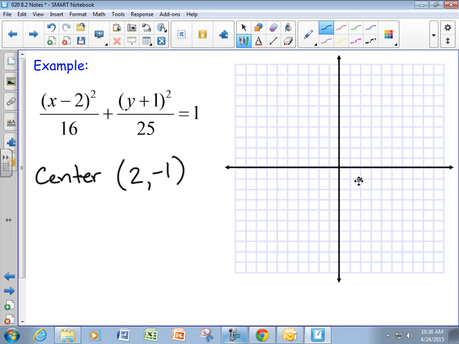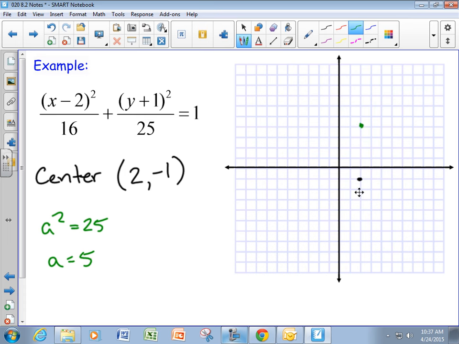And since my a squared is always my biggest value in the denominator, I know that a squared equals 25. Therefore, my a value is 5. And that takes me to my vertices. Because my 25 was underneath the y squared term, I know I need to go 5 in the y direction, so I need to go up and down 5, and this is my major axis, my focal axis. Either one of those vocab words will work.